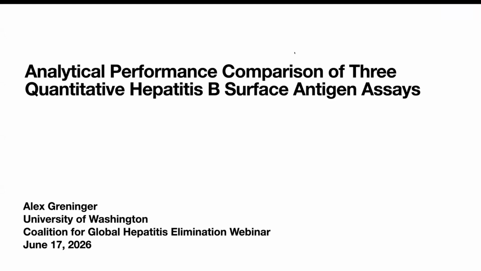We compared three different quantitative hepatitis B surface antigen assays here at the University of Washington. So much of this is due to the fact that we do not have FDA authorized testing available in the United States. So these are challenging assays to bring on.